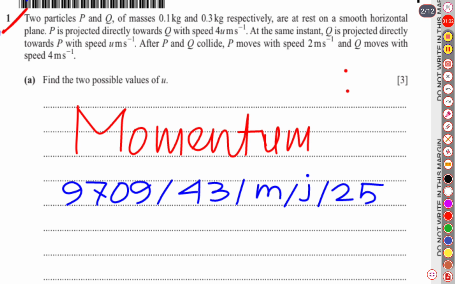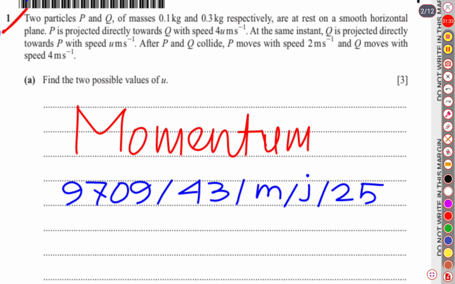Well, from the question, one piece of information is very distinct and clear: before the collision, P and Q are moving towards each other. That means their directions were different before the collision. But what happened after the collision? Nothing has been clarified about the direction after collision. So there will actually be four possible cases for the direction of the particles after collision.